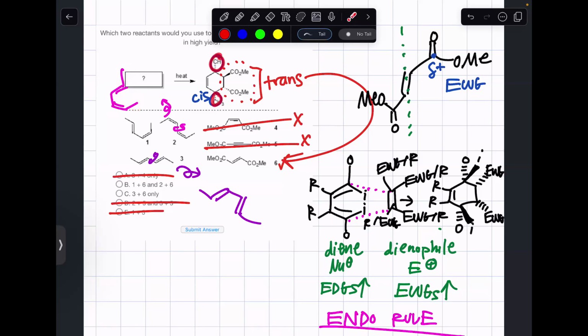So we get rid of 1 and 2, because this is an in group and this is an out group. Whereas for 3, these are both out groups, right? Both out groups, they're cis. So the only answer here is C.